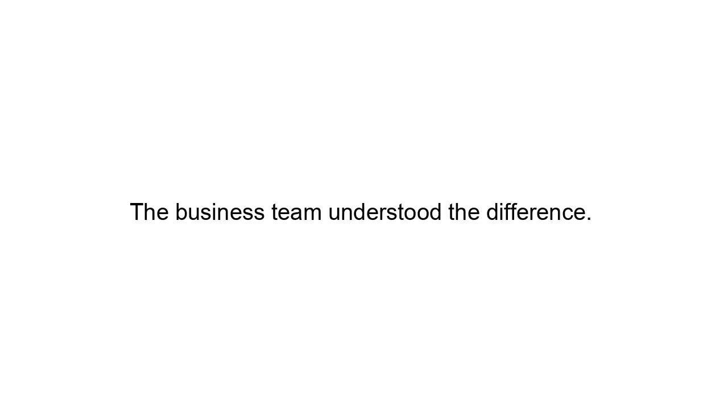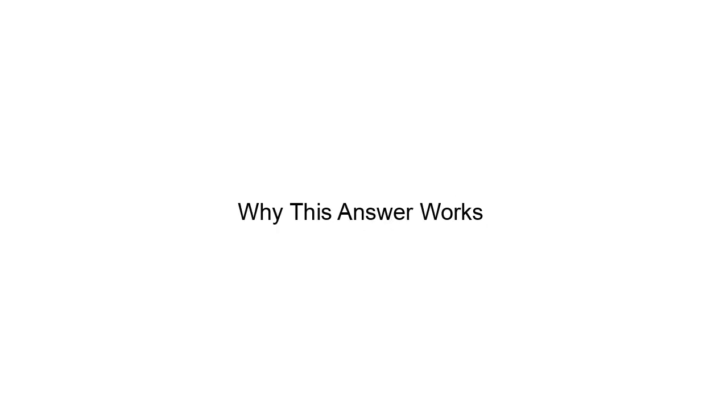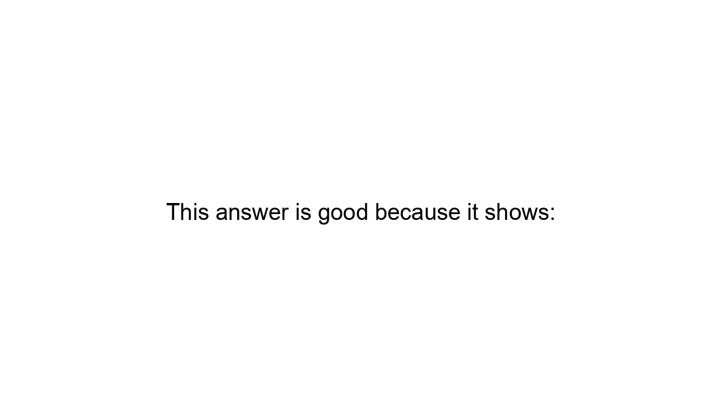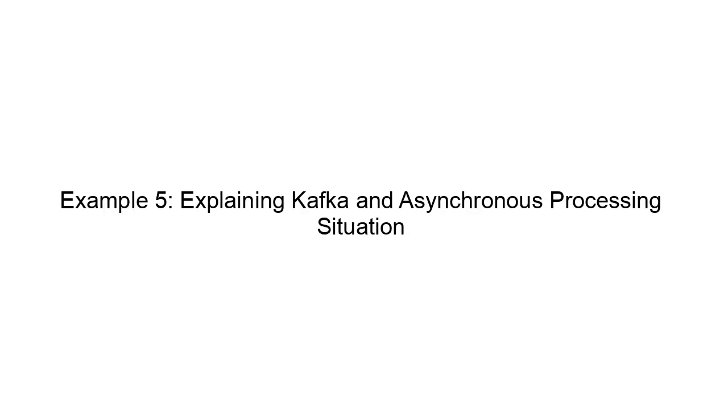Result: the business team understood the difference. They agreed on the role rules for the feature. The final API design included both authentication and authorization checks. Why this answer works? This answer is good because it shows: security explanation, simple analogy, business-friendly language, backend enforcement, role-based access understanding, stakeholder alignment.